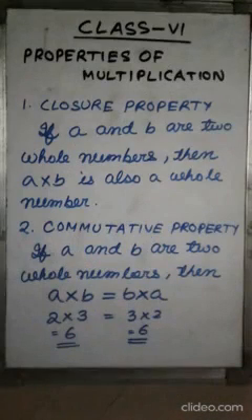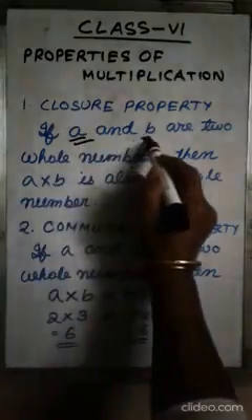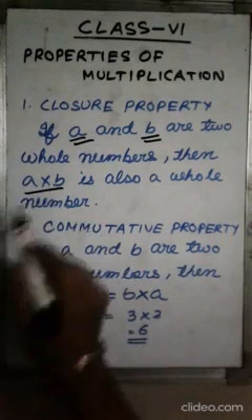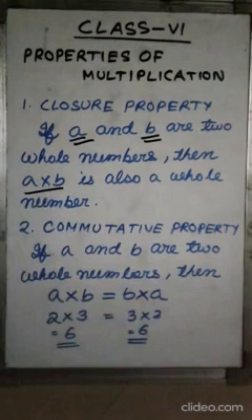The next topic is properties of multiplication. In one of the classes, I have told you about properties of addition. Properties of addition and properties of multiplication are the same. Number one is closure property. If A and B are two whole numbers, then A into B is also a whole number. So if two whole numbers are multiplied, then we get a whole number.